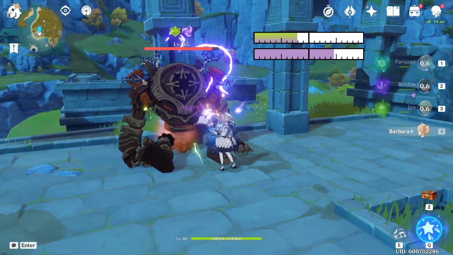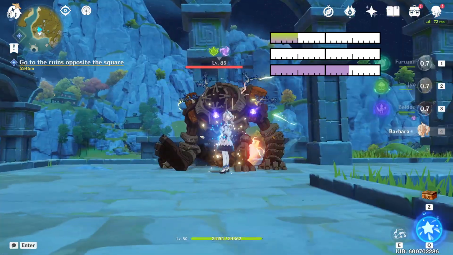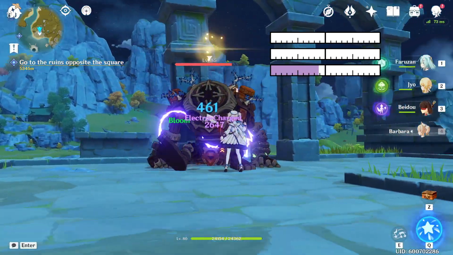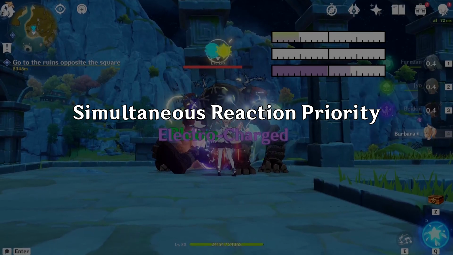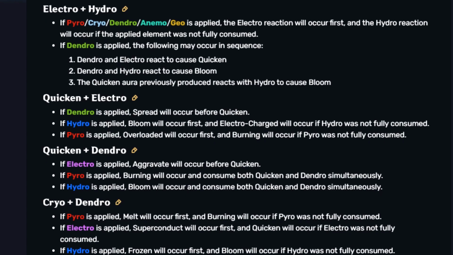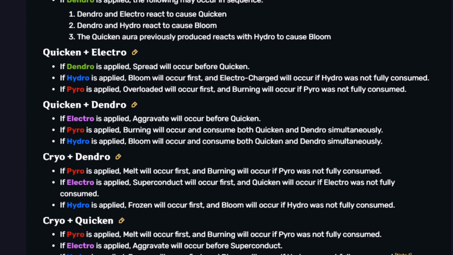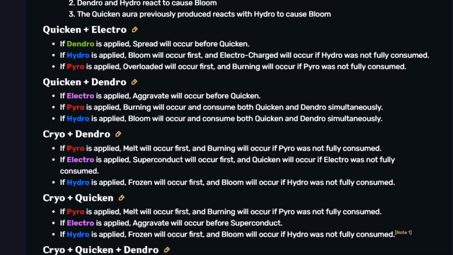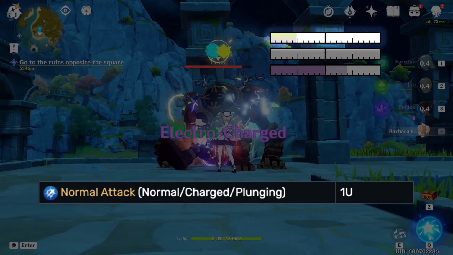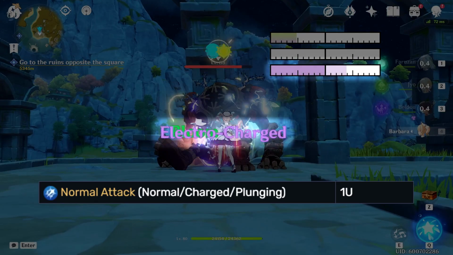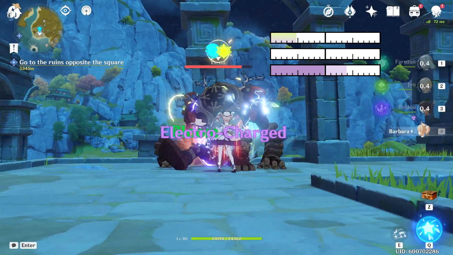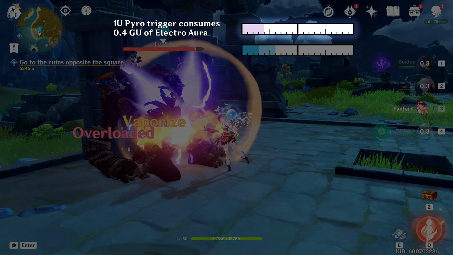Now this begs the question, why does Bloom get to trigger first, and Electrocharged only gets the leftovers of the Hydro trigger? This has to do with a concept known as simultaneous reaction priority. When a trigger element is applied to multiple coexisting auras, some of those auras have higher priority than others, and there's a predefined order in which those auras are consumed. If our trigger gauge is big enough to deplete the higher priority auras, then it can also react with the lower priority auras underneath it. In this case, the Quicken aura has a higher priority than the Electro aura. In the case of Electrocharge, the Electro aura has a higher priority than the Hydro aura.